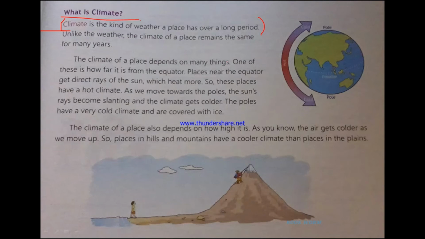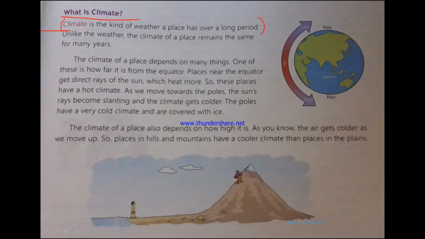The hilly areas also experience summer season, rainy season, and winter season. But if you compare with some other place, you will see that the temperature is always cooler compared to the plains or the desert. So the climate that prevails in the hilly region is a cold kind of climate.